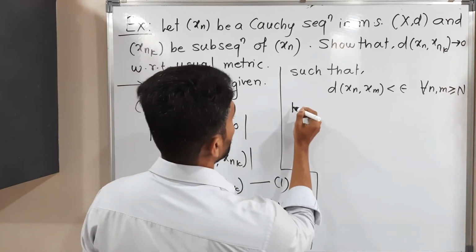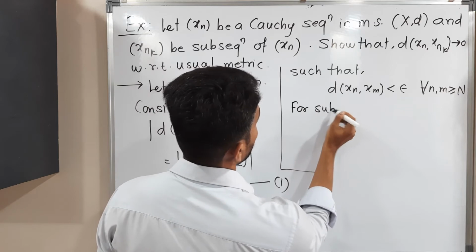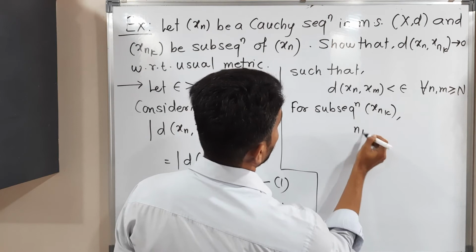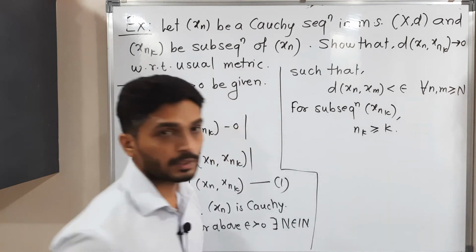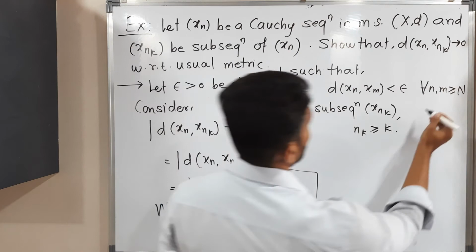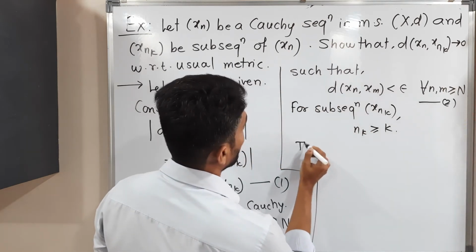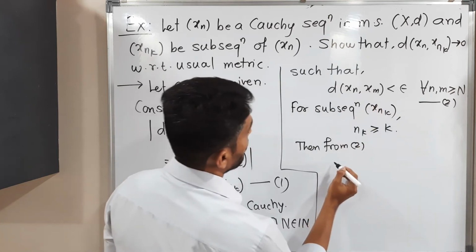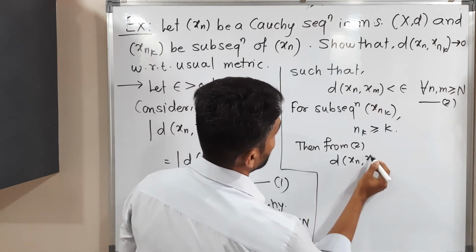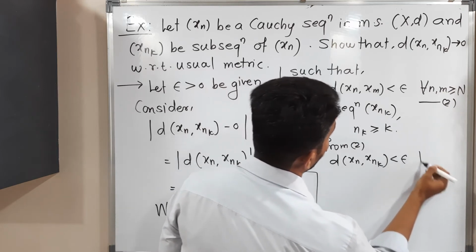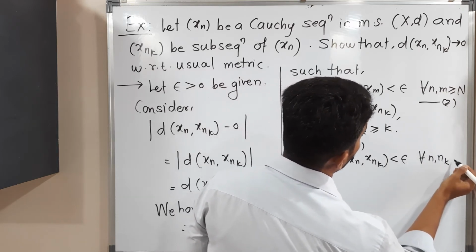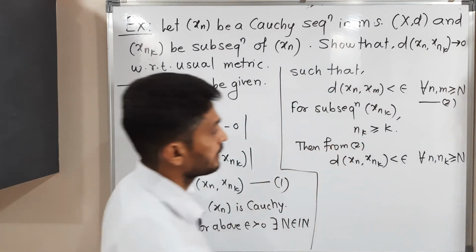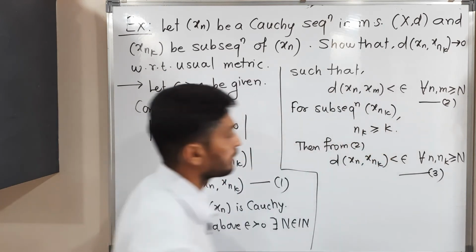But for the subsequence xnk, you know that nk is always greater than or equal to k. So again, using the definition, I will write there. Then from 2, tell me what can I write? I am writing it for the subsequence. d of xn, xnk is less than epsilon for all nk greater than or equal to capital N. Using 2 we could write it. So this is inequality number 3.